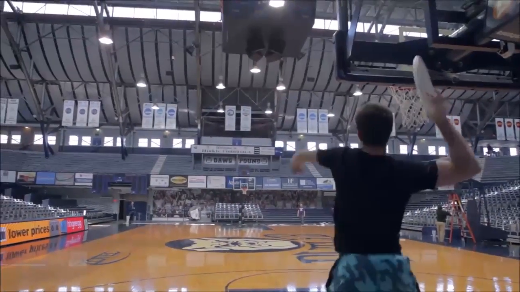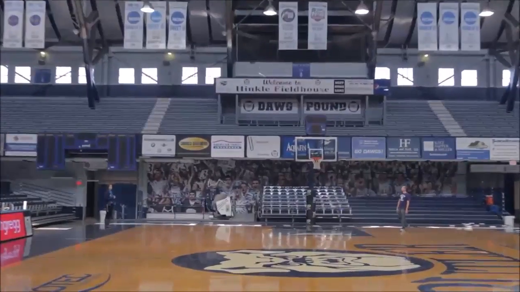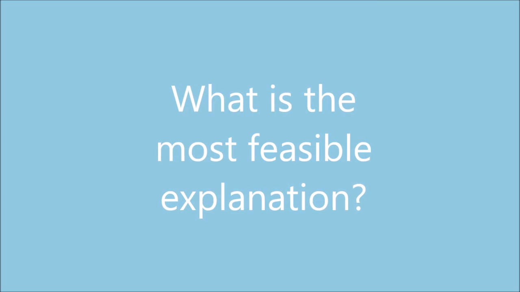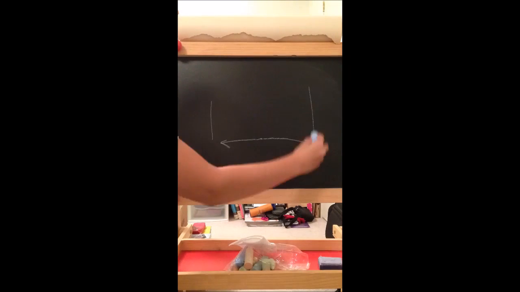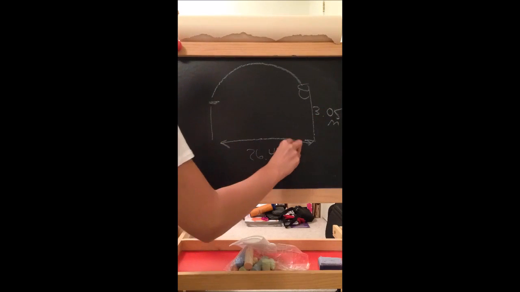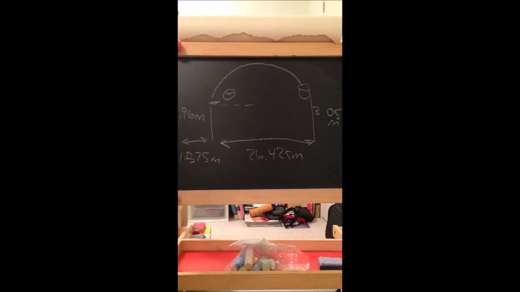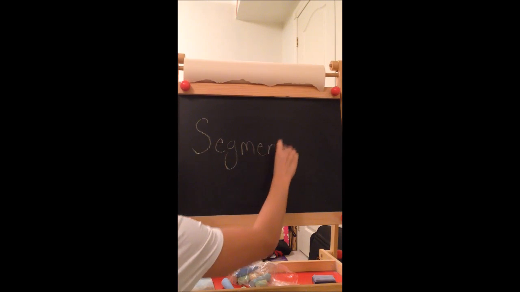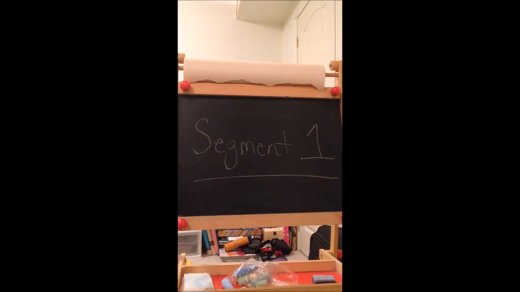This is a trick shot performed by Brodie Smith. The frisbee can be represented by the projectile motion diagram here. Segment 1, when the frisbee is released from Brodie's hand.